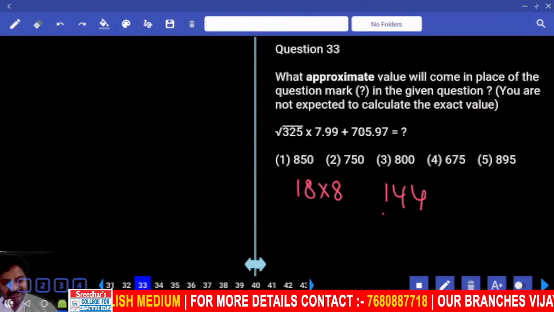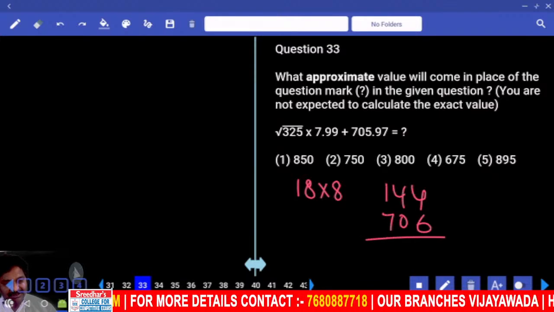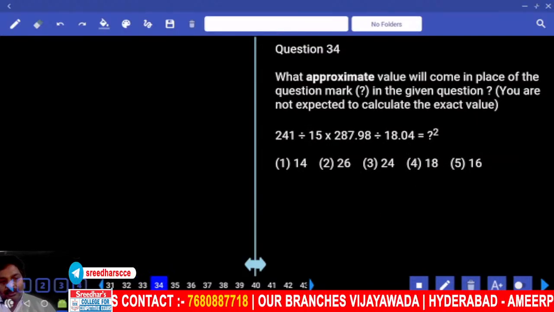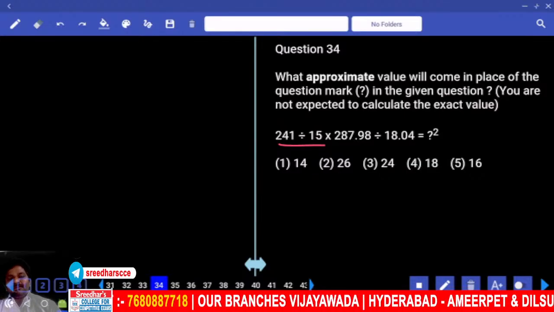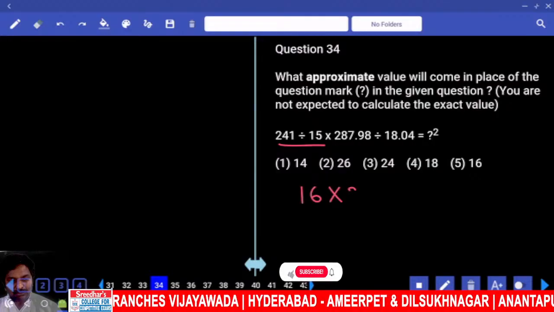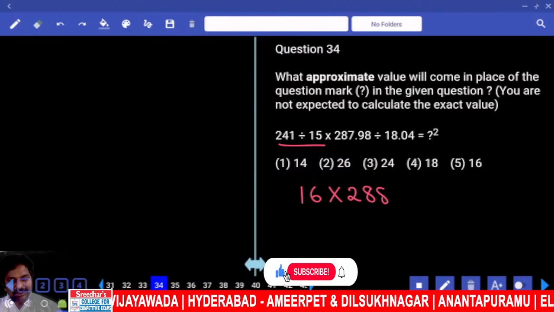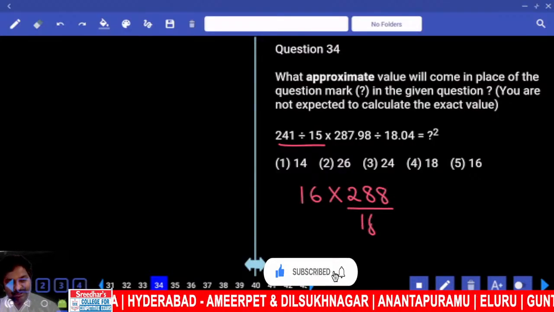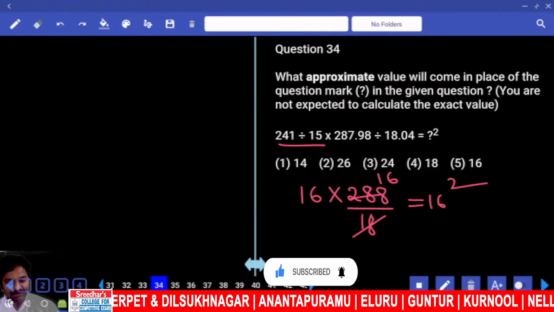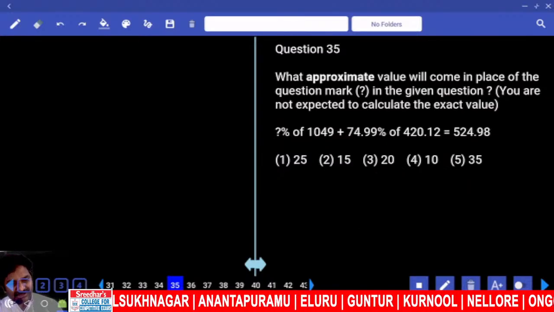144 plus 706, 850. 240 divided by 15, 16 times into 288 divided by 18, 16 times 16 square. Fifth option, 16.